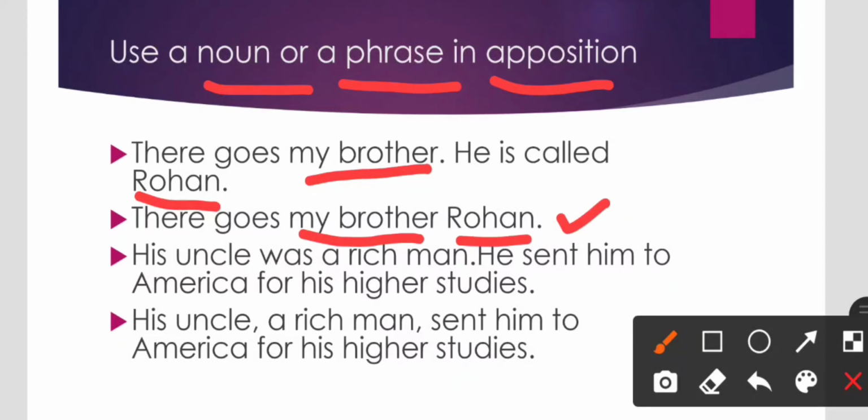His uncle was a rich man. He sent him to America for his higher studies. His uncle. Uncle is a noun. Rich man is a noun. So rich man is referring to uncle. Who is a rich man? Uncle. So his uncle, a rich man, sent him to America for his higher studies. इस तरीके से भी हम noun और noun phrase in apposition लिख सकते हैं.